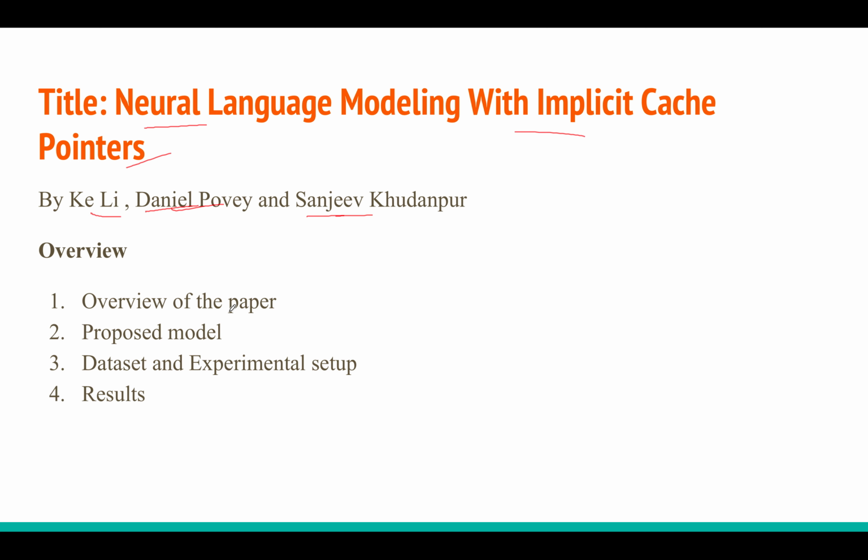And in this tutorial I will explain the overview of the paper. Then I will explain the proposed model or proposed algorithm, which is the implicit cache pointers for neural language modeling. Then we'll see the experimental setup and data sets. Finally, we'll see some results.